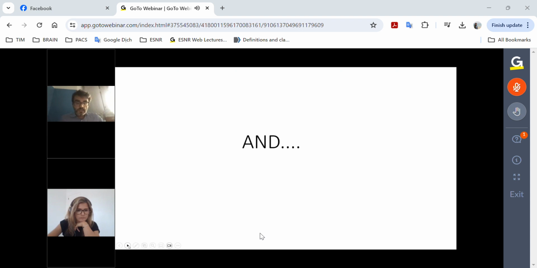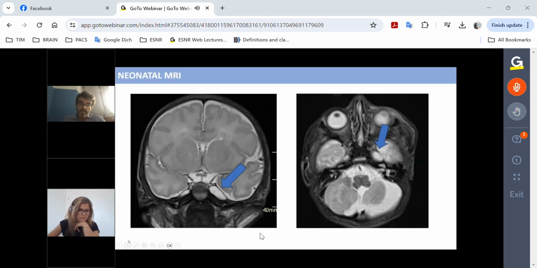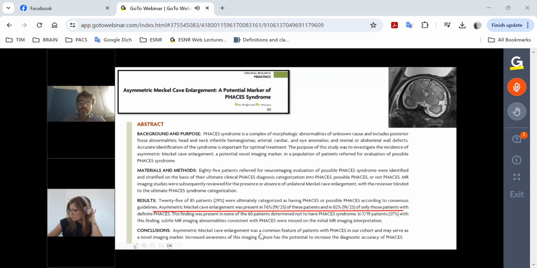Well, actually, if you look better at the images, maybe some of you have noticed this peculiar sign here, which basically was noted on the postnatal MRI, not during the fetal life. And this is an asymmetry of the Meckel cave. So an enlargement of the Meckel cave on the side of the cystic spaces, where the cerebellum is pushed. And this is a peculiar sign which should remind you of a specific condition, which is PHACE syndrome.